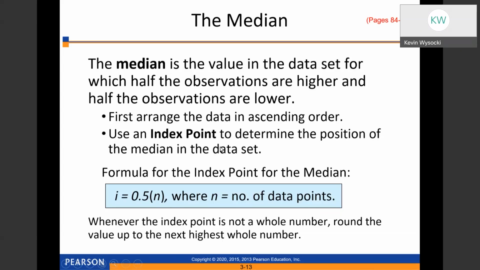Then you have this value called an index point, and they denote this with the lowercase letter i. What i tells you is the position of a certain data point in the list when it's arranged from smallest to largest. The formula to find the middle one would be i is equal to 0.5 times n. All you do is take your number of total data points and multiply by a half. That tells you where the median is.